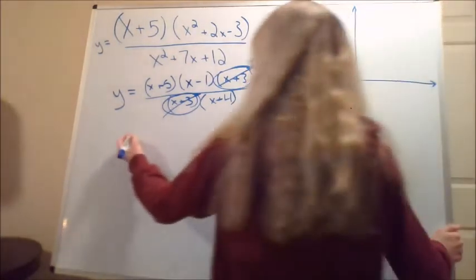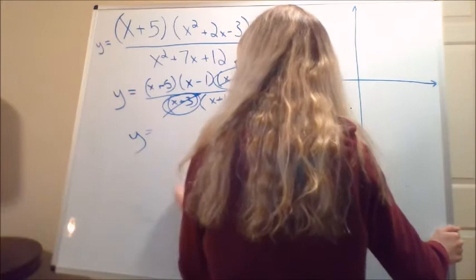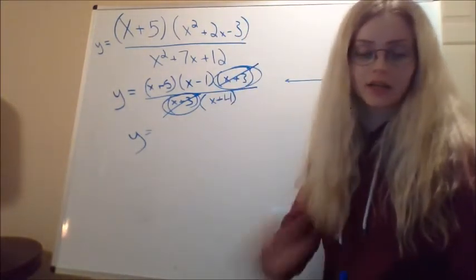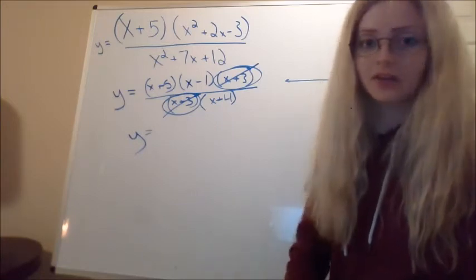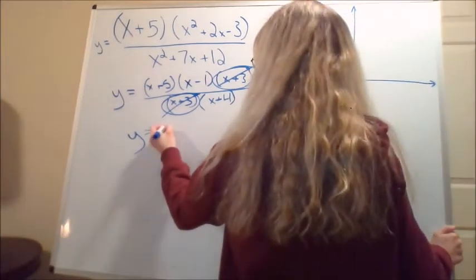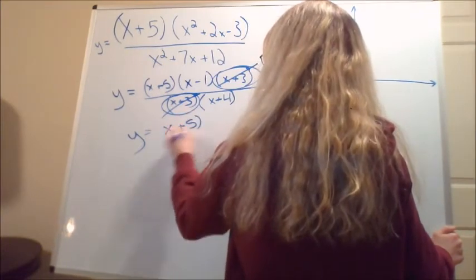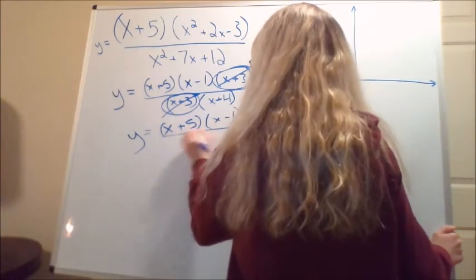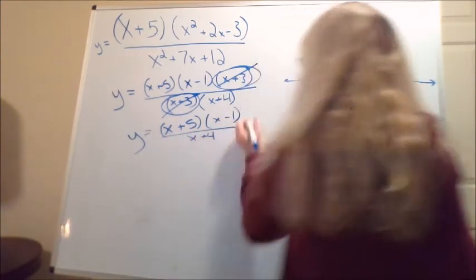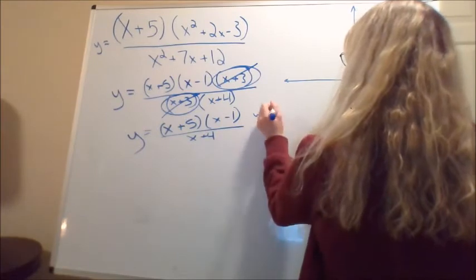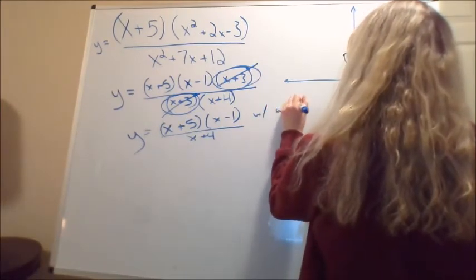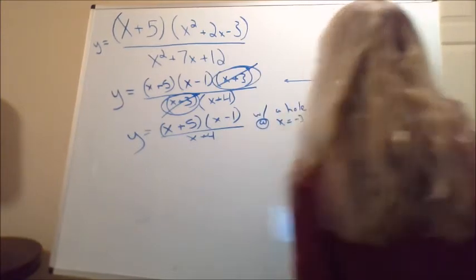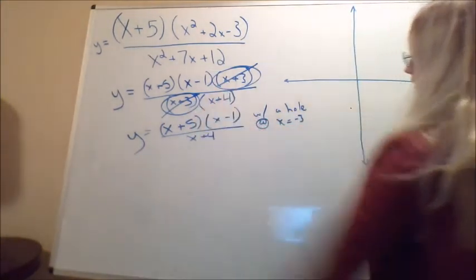So we can cancel these out, but we just have to make sure that x equals negative 3 is not in our domain. So now we have x plus 5 times x minus 1 all over x plus 4. That is our new function with a hole at x equals negative 3. So there we've accounted for our hole that we had earlier.